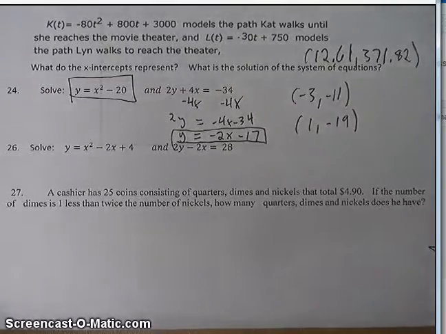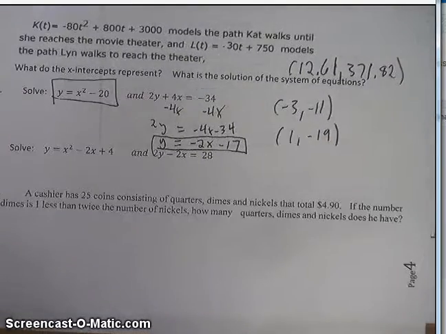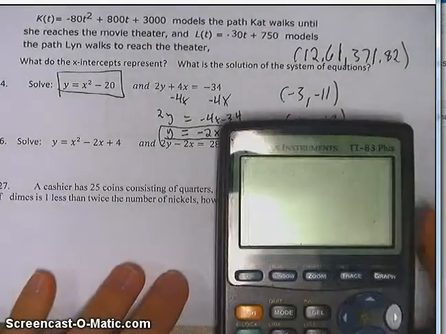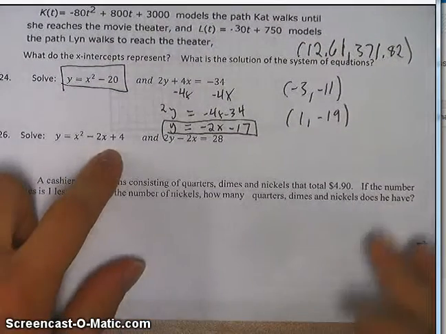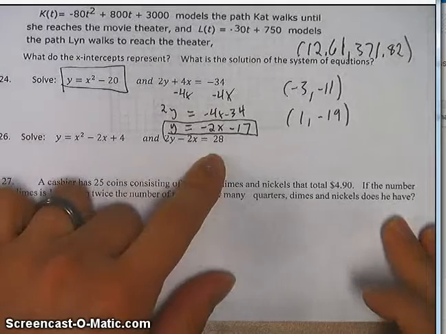This is the fourth video of the Unit 2 test review. We're on number 26 here. It says solve y equals x squared minus 2x plus 4 and 2y minus 2x equals 28.